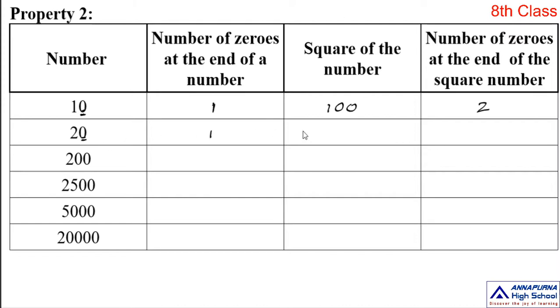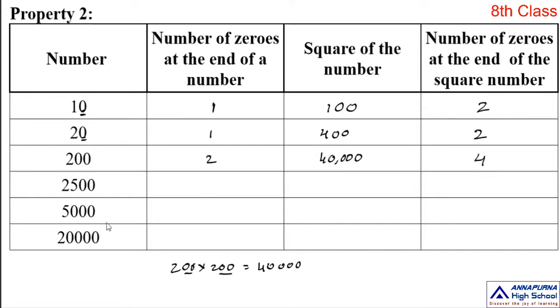10 has 1 zero. Its square is 10 into 10, it's 100. The next number is 20. How many zeros? 1 zero. Its square is 20 into 20, it's 400. So how many zeros are there? 2 zeros. And the next number is 200. How many zeros are there? 2 zeros. And its square is 200 into 200. 2 2's are 4. And in the product, how many zeros do we have? In the first number we have 2 zeros, in the second number we have 2 zeros, total 4 zeros. That means in our product we have 4 zeros. So 200 into 200 is equal to 40,000.